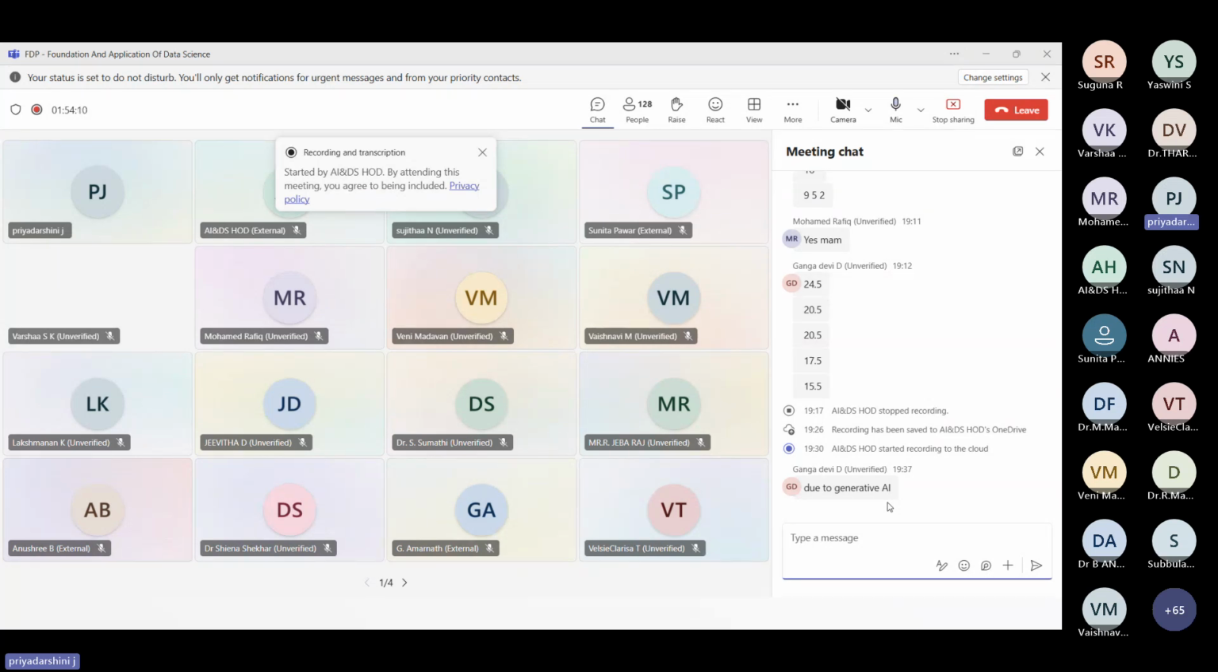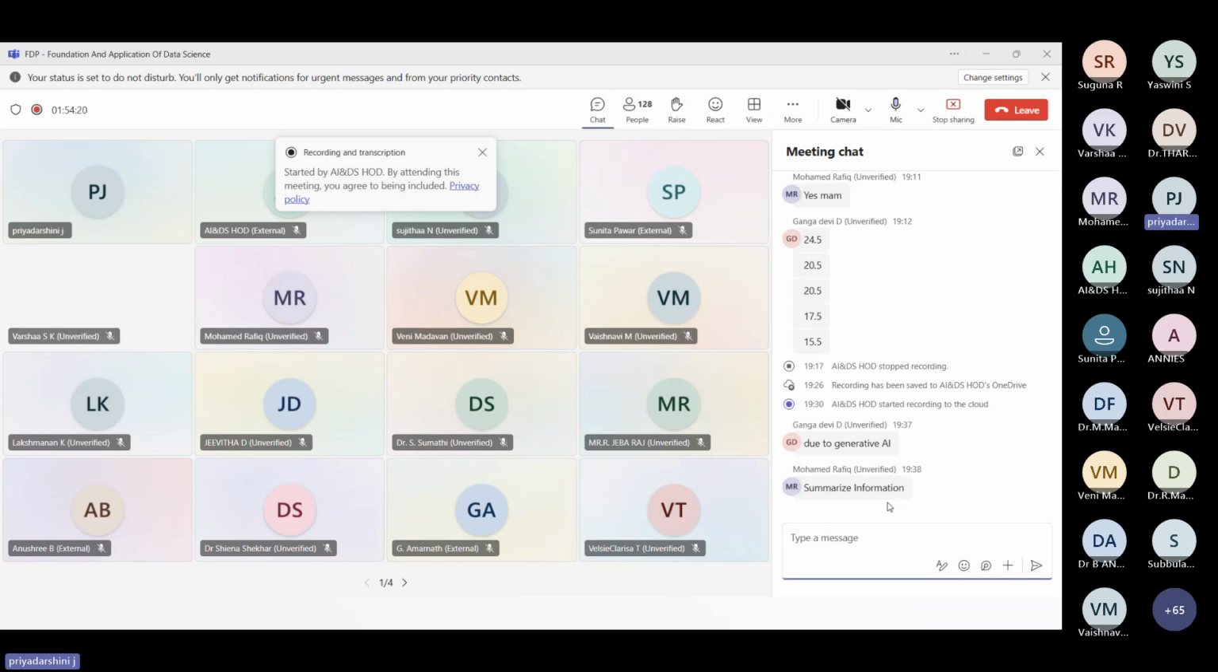Like, we immediately go with Google Translator to find out if there is a foreign language in the sheet we have got. Summarizing information is also one of the things.